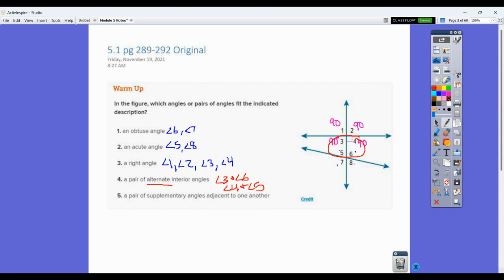A pair of supplementary angles adjacent to one another. So supplementary angles add to 180, and adjacent means sharing a side. So they're going to share a side in this case. Now you have a lot of these. I'm just going to give one example. So angle 6 and angle 8 would be an example of that. This is another way to describe a linear pair. So if you think about that concept there, that's good that you've thought about that.